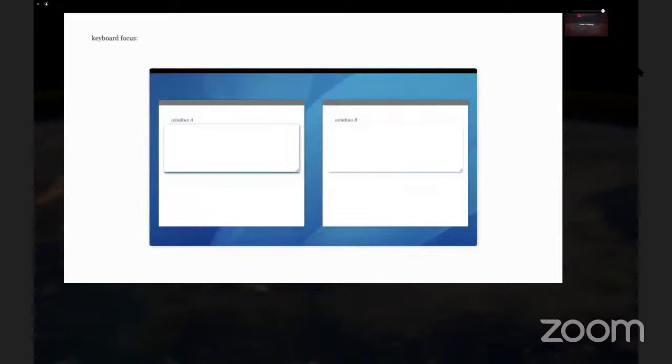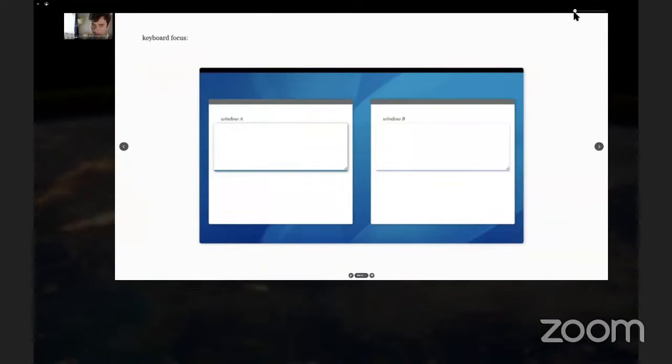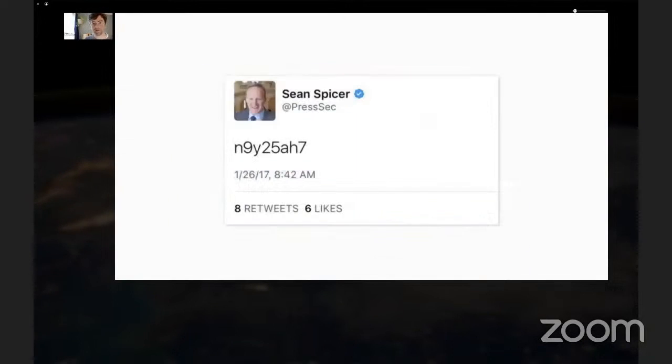Okay, last thing I'll say with this presentation, with me using a keyboard, I think the most frustrating part, and the thing that few people realize or talk about, is keyboard focus. When you press a key on a keyboard, it's not totally clear what application it's going to go to right now. And it seems like a small issue until you're Sean Spicer and you accidentally paste your password into Twitter twice.